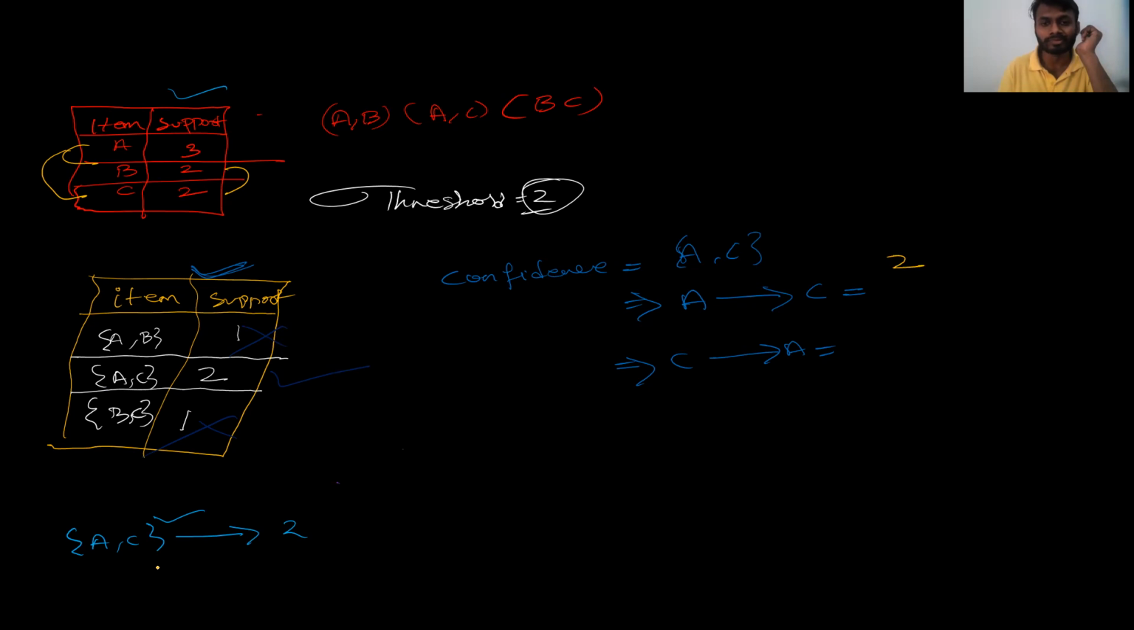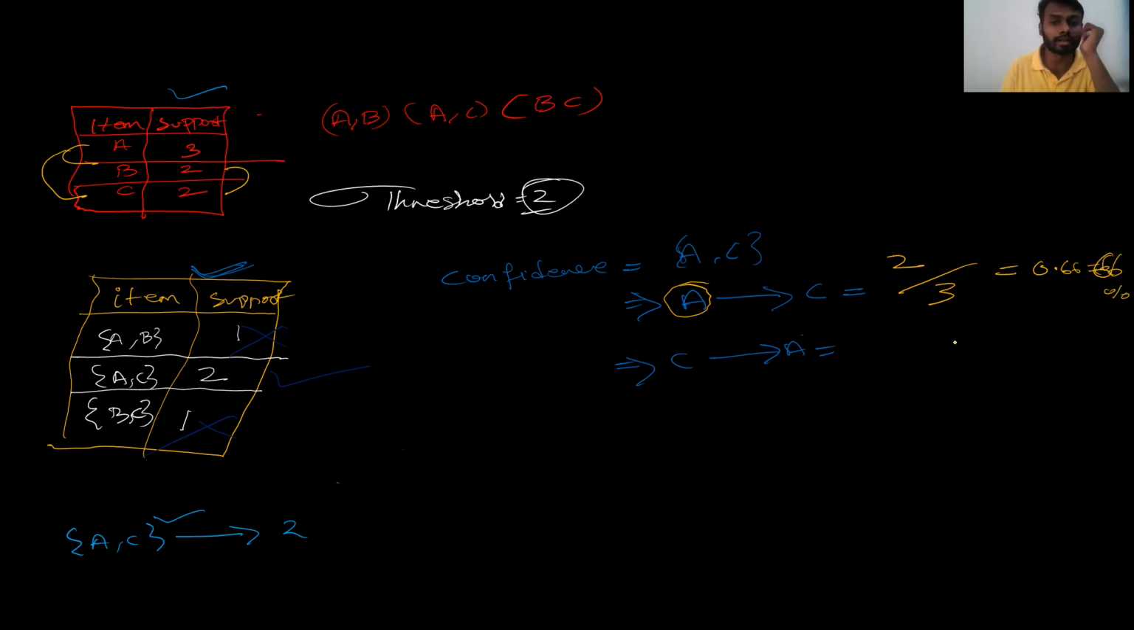Similarly, how many times does A occur in the first step? How many transactions is the A product sold in? 3 times. So 2 by 3, which is 0.66. It means 66%. Yes or no?